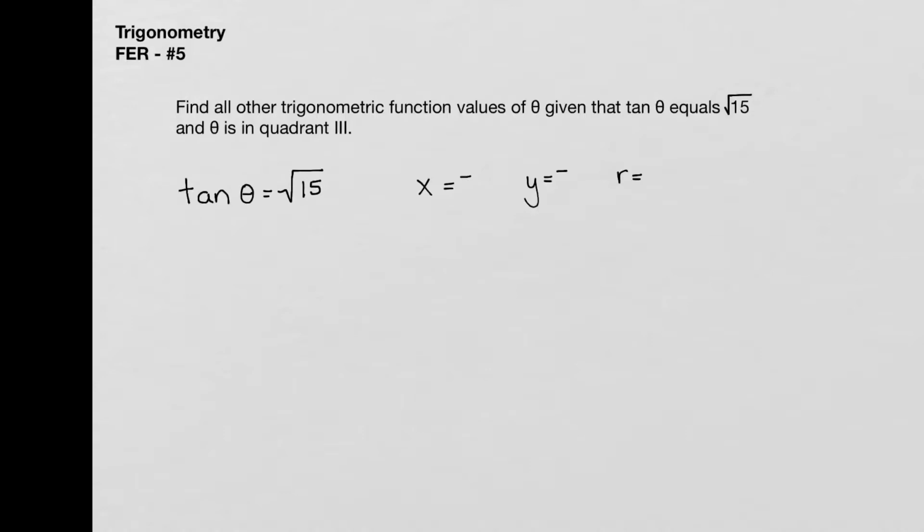Now the tangent of theta equals the square root of 15, and since this is not a fraction already, I'll just make it a fraction by putting it over 1. And we know that the ratio for the tangent function is y over x. So we have y is the square root of 15 and x is 1. But x and y are both supposed to be negative. And that's okay, because a negative divided by a negative gives me a positive. So just making both of them negative works out. So x is negative 1, y is the negative square root of 15.